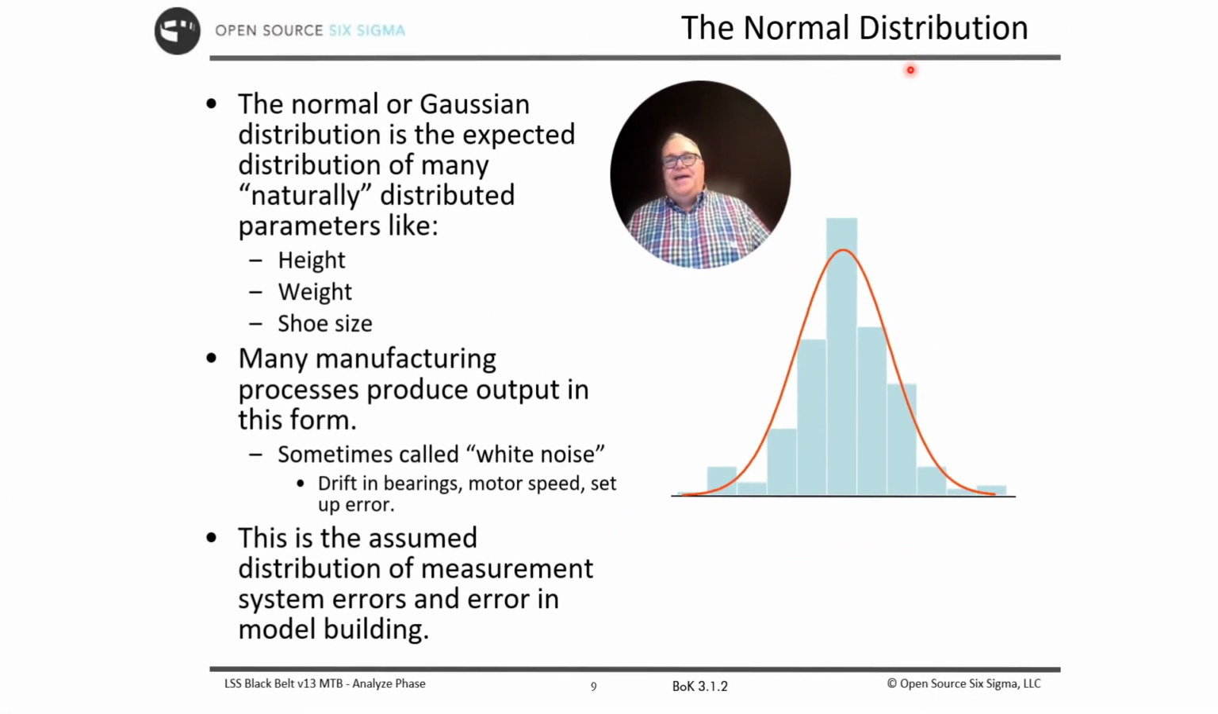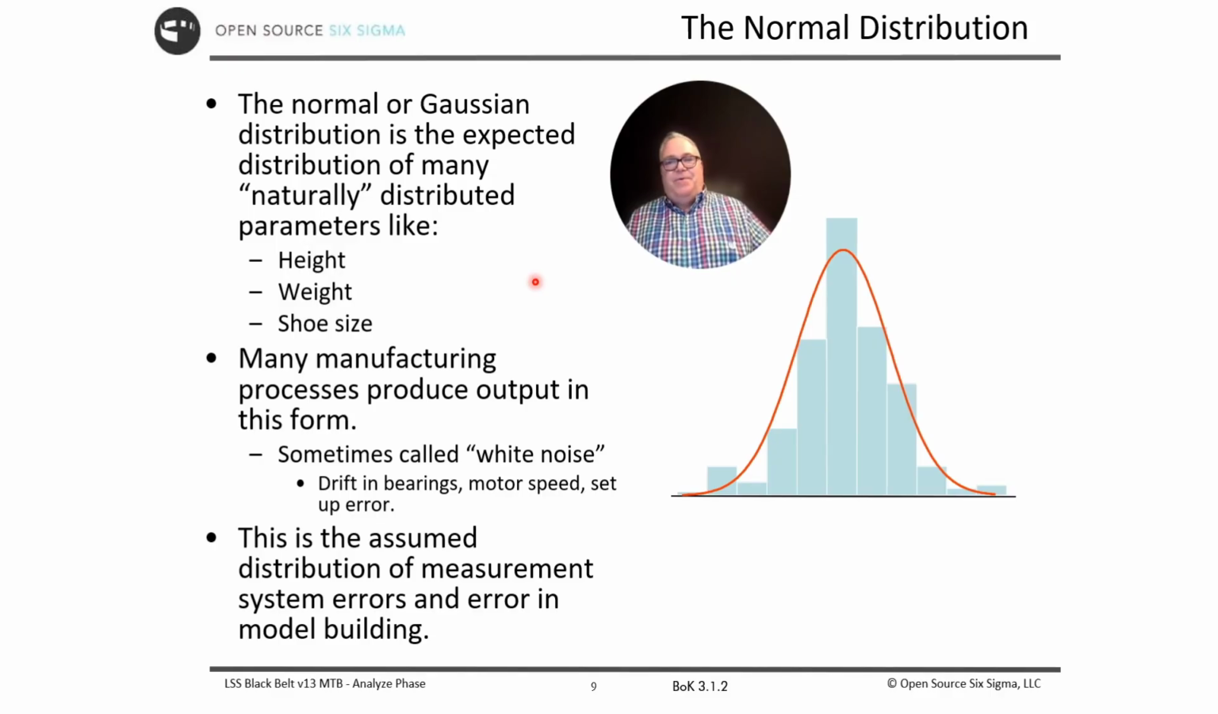So next we're going to look at the characteristics of the normal curve. This is the distribution that we use most often in statistics to talk about how to fit a curve to most histograms of our output data. It's the normal distribution, the bell-shaped curve, the Gaussian distribution, and we use it because it represents naturally distributed things like height and weight and shoe size.